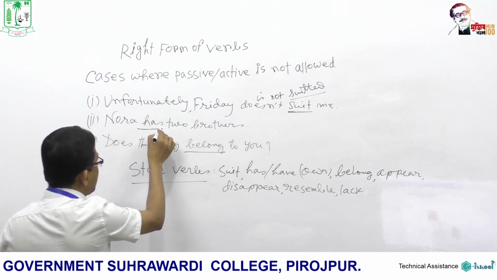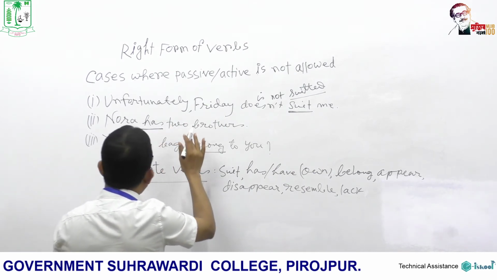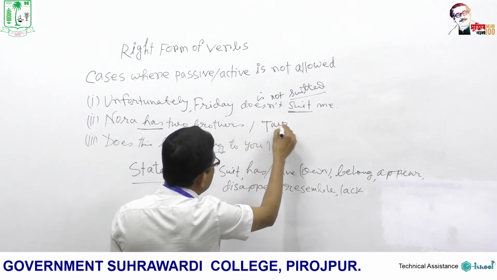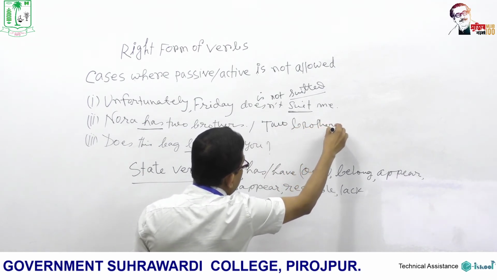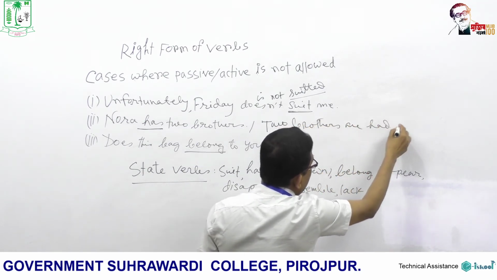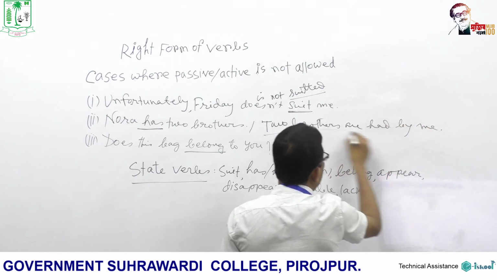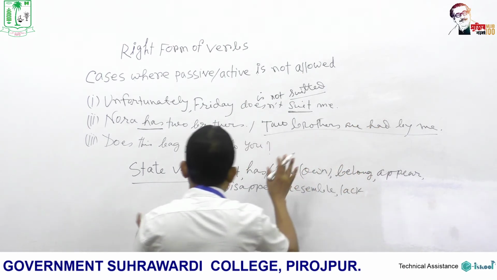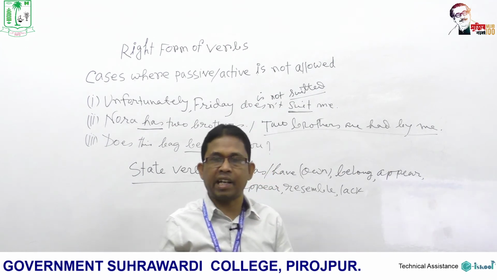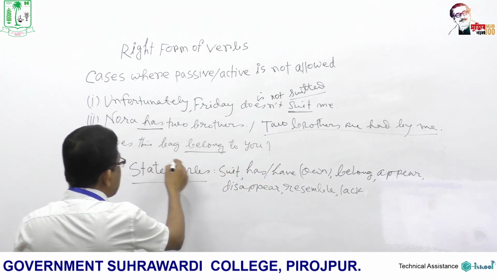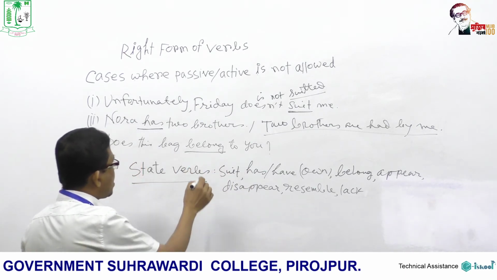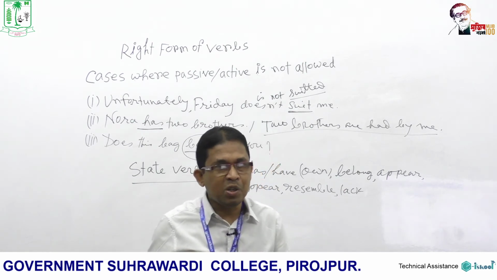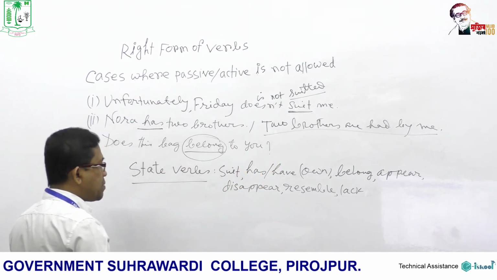Nora has two brothers. "Has." If you transform this sentence into passive and make it "Two brothers are had by me," you should not do this. That is, if you use has or have in the passive voice, the sentence is not correct. Then, does this bag belong to you? This is an interrogative sentence, and belong is such a state verb which is not allowed in the passive. So, you should not use belong in the passive form.